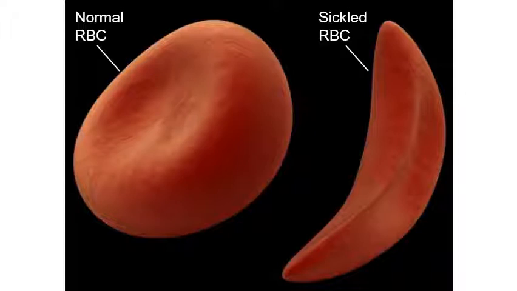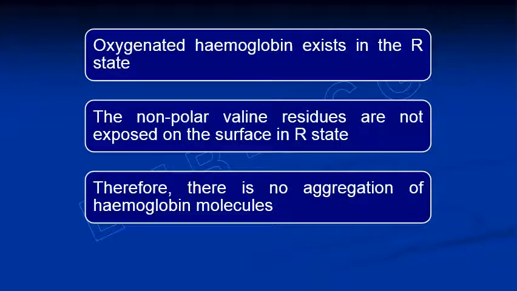We have already studied that when oxygen binds with hemoglobin, it is in a relaxed state, if you remember. Now, with this mutation, which has resulted in substitution of glutamate by valine, you'll see here that non-polar valine residues are not exposed on the surface in the relaxed state. Therefore, there will be no more aggregation.